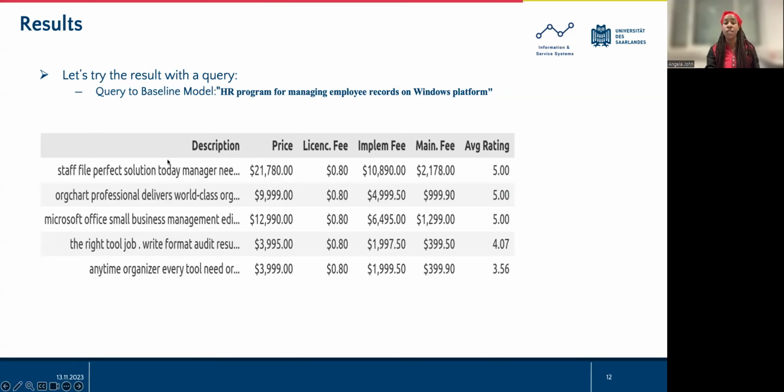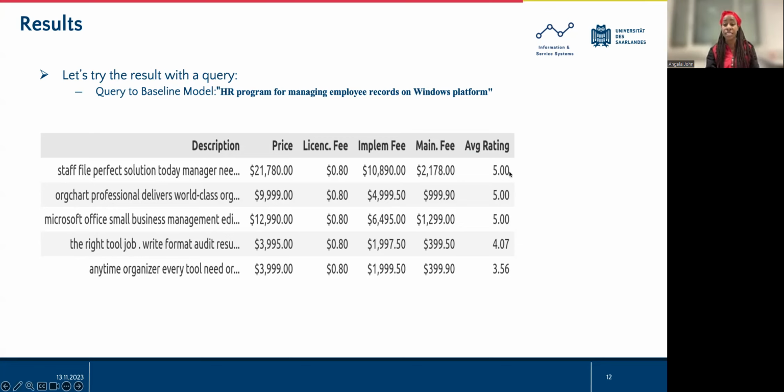In our case, we typed in the request: HR program for managing employee records on Windows platform. We first wanted to assume we had not calculated our ranking score, which solves the popularity gap that was there from the LLM research work that had been done initially. Our base model took the general query, computed the embeddings with MPNet, and then ranked based on the average rating, because this is what is mostly used.